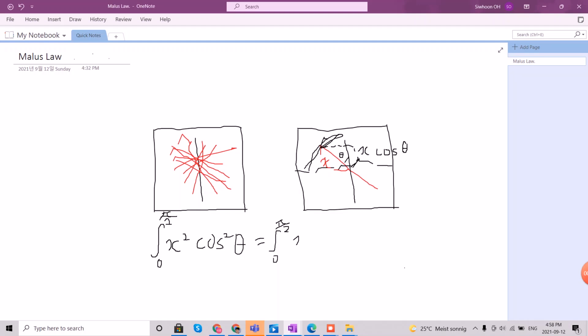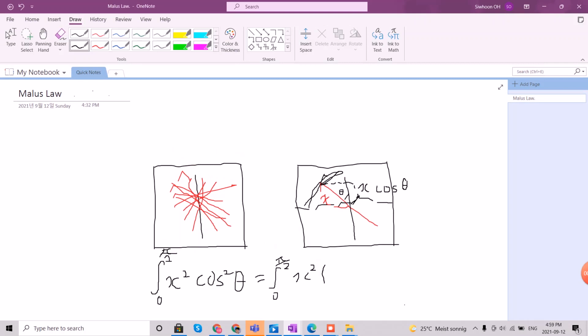We can write this. Also, we can bring out the x because it's a constant here. We're integrating against theta only, not the x. And cosine theta squared becomes cosine 2 theta plus 1 over 2.